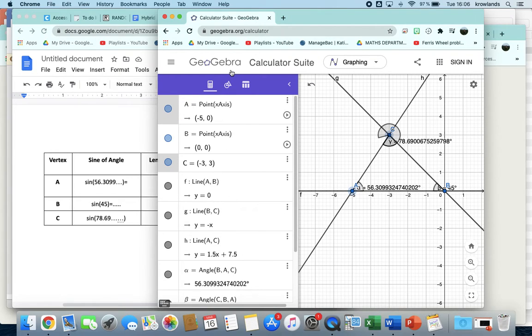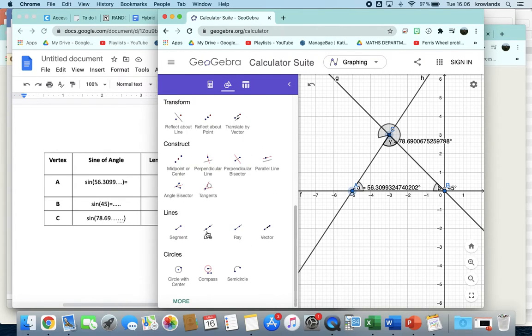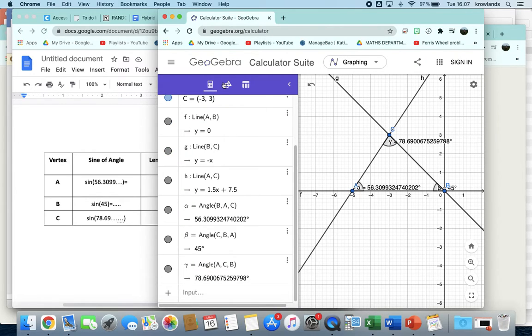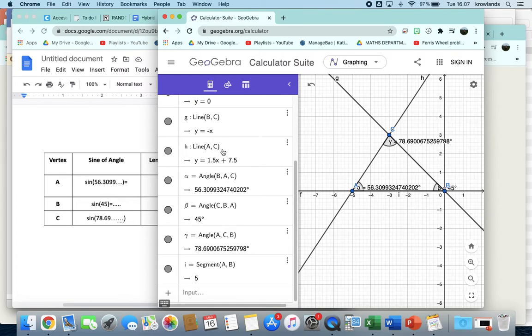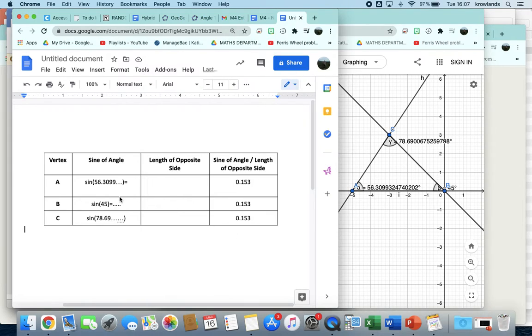have a look on the menu here. And let's change the menu up a bit. Let's do a line instead of a segment. Or a segment instead of a line. Let's go from A to B. Go back onto the calculator menu. And it shows us here that A to B is 5 units long. So, the side opposite vertex C is going to be 5.